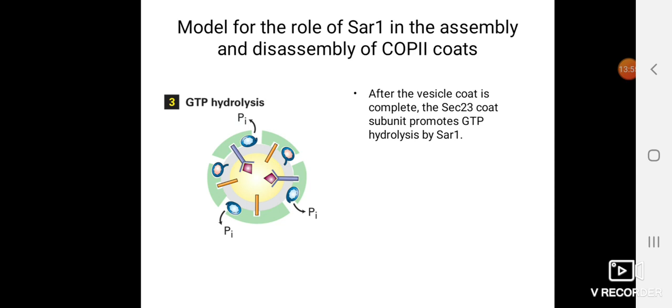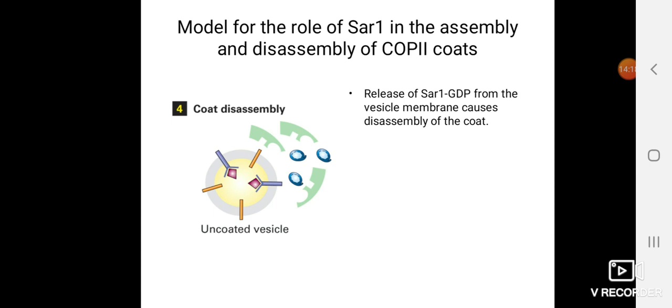This uncoating is going to happen as Sec23 coat subunits are going to promote the hydrolysis of GTP, which is there in the SAR1. There SAR1 is going to become GDP, and it comes out of the membrane, and that also leads to the removal of the coatomers, and finally uncoating of the vesicle takes place, and results in the formation of an uncoated vesicle or a transport vesicle, which is going to be ready to fuse with the particular target membrane.